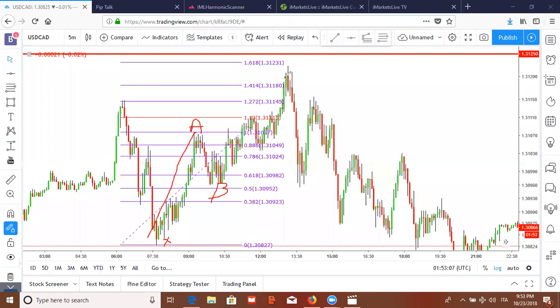Follow the market. Now this right here is the 1414. This is the max low. The minimum that I'm looking for is a 1272 touch. All right, that's the minimum. The max I'm looking for is the 1414 for the Cypher pattern. Let me put Cypher right here.